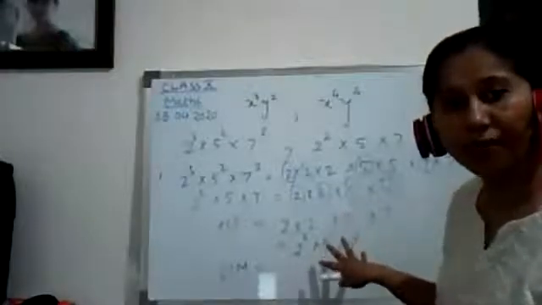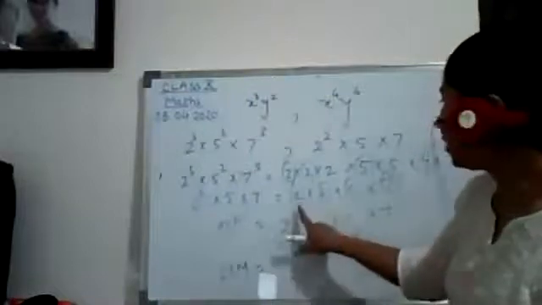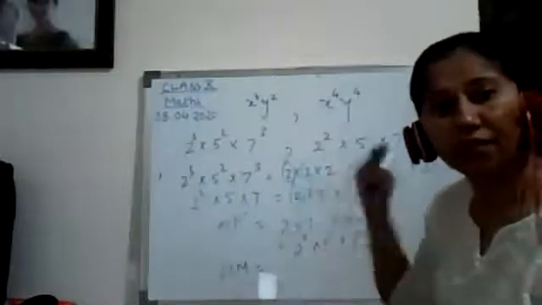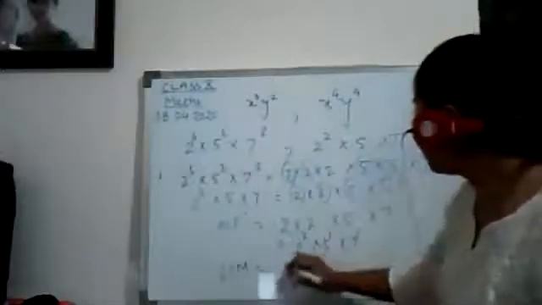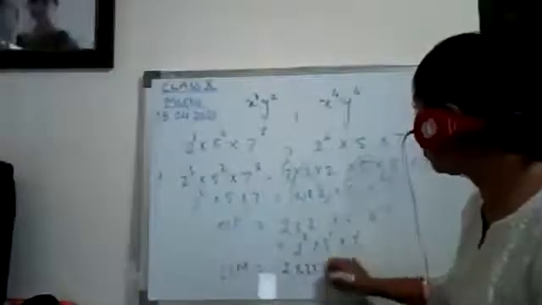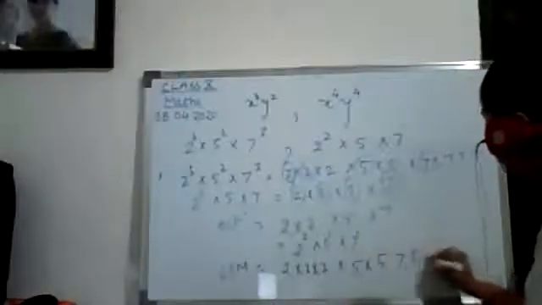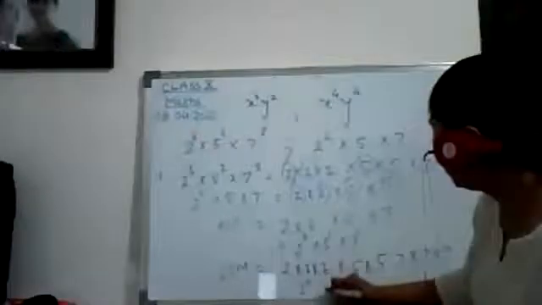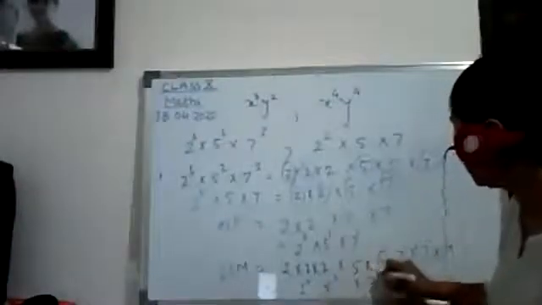Yes, everyone, are you getting it? So what is the LCM here? Are you all with me? So 2 into 2, so what is the LCM here? 2 into 2 into 2 into common into uncommon. So ultimately, what will our LCM be? 2 cube 5 square 7.